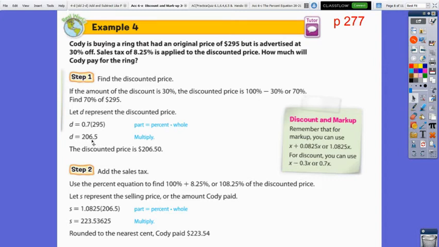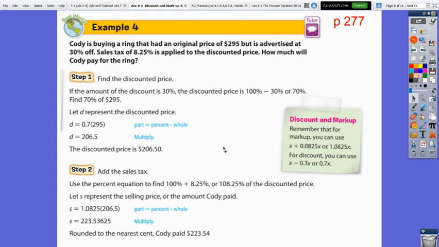70% of $295 is $206.50. Okay, so 0.7 times $295. So that's your sale price, the discount price. And then you have to add the 8.25% sales tax. So I, again, would do this in the one-step method. That's what they did here, which is to multiply this price by 1.0825, right? So adding the 8.25% to 100%, multiply that as a decimal times the sale price of $206.50, and you get 223.53625, round to the nearest cent. So the final price here, $223.54.